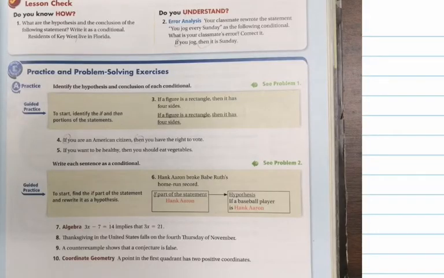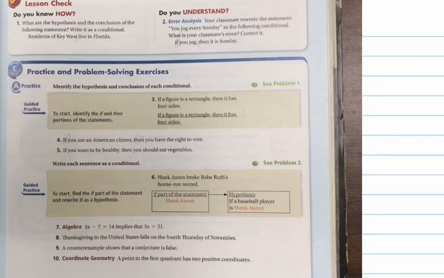So the first one has multiple steps. What are the hypothesis and the conclusion of the following statement? Write it as a conditional. It would be helpful to write it as a conditional first, an if-then statement. Then it would be easier to identify the if and identify the then part, okay?